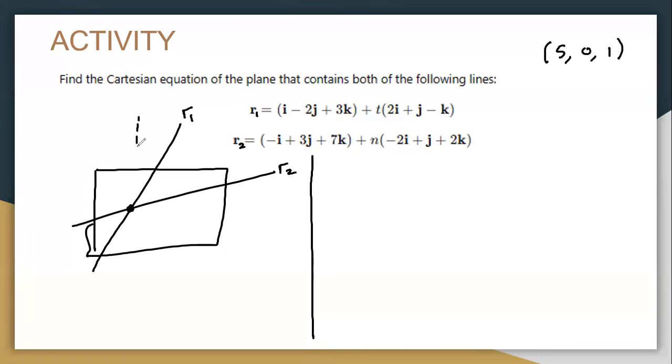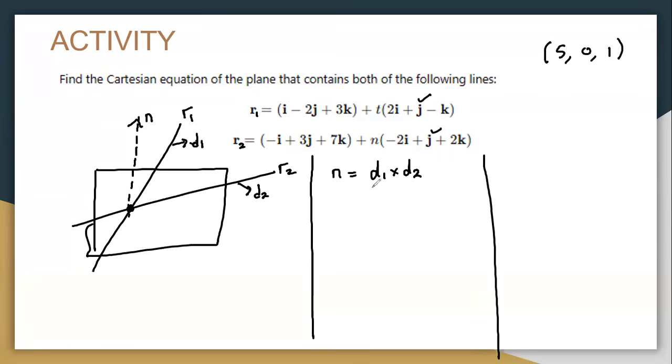If we are finding the normal to these two lines, what do I need to do? Since this line has a vector, which I'm going to call D1, and this line has a vector, which I can call D2, the cross product of these two vectors will give us the normal. So my normal is D1 cross D2. What is our D1? You extract it. Your D1 is 2, 1, negative 1. And our D2 is negative 2, 1, and 2.